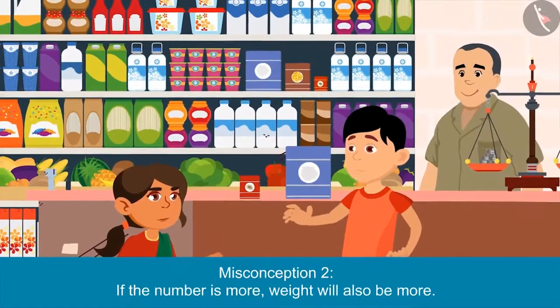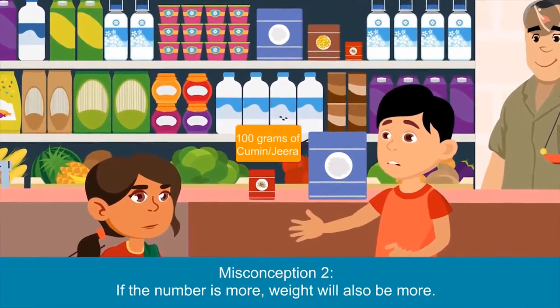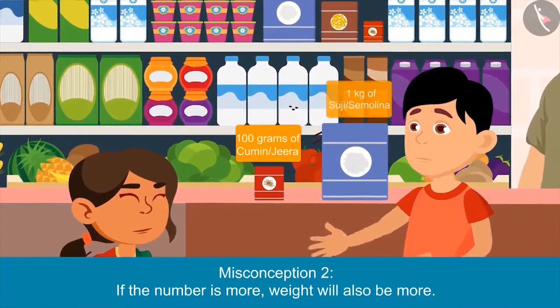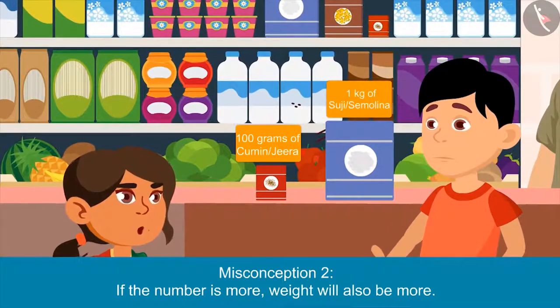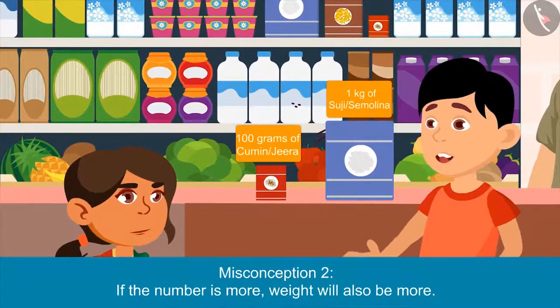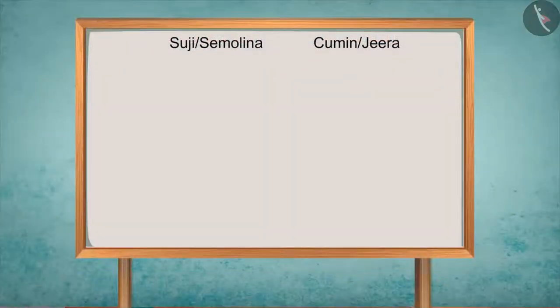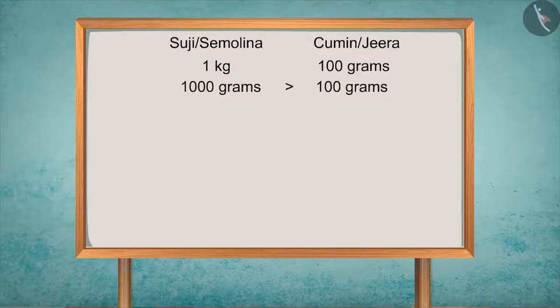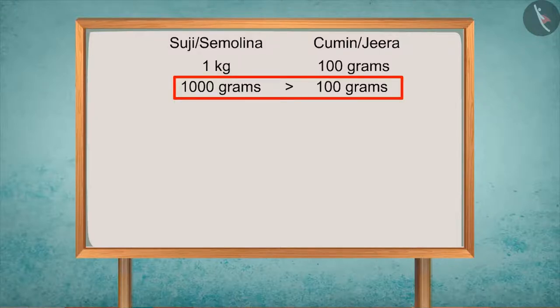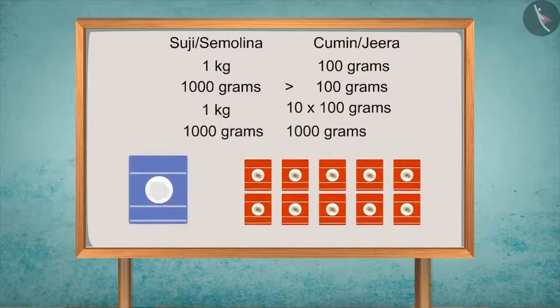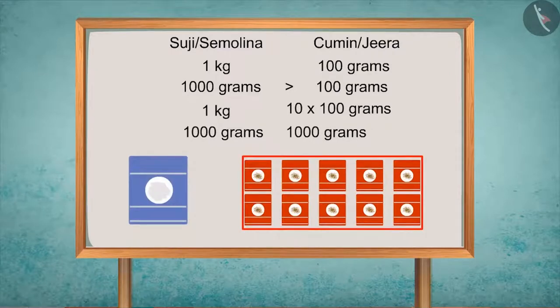Yes, brother. You had just picked a packet of 100 grams of jeera and I picked a packet of 1 kg of suji. Which of these two packets was heavier? Your packet of suji. Why? Because the packet of suji is 1 kg and 1 kg is equal to 1000 grams. Absolutely correct. So 1000 grams of suji is heavier than 100 grams of jeera. And if we put ten packets of 100 grams together, their total weight would be 1000 grams, which is equal to 1 kg of suji.